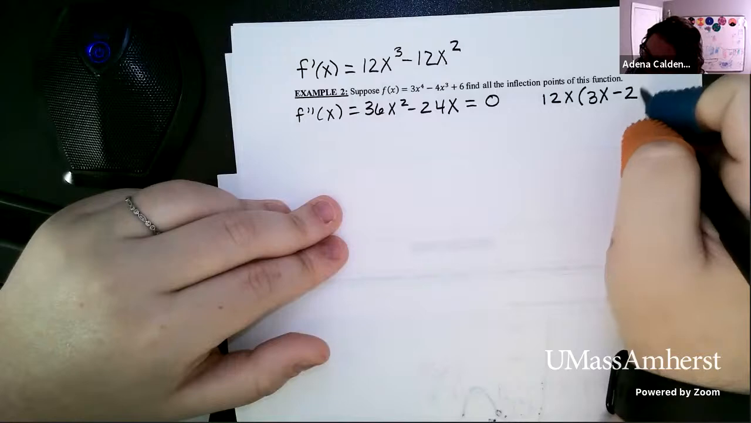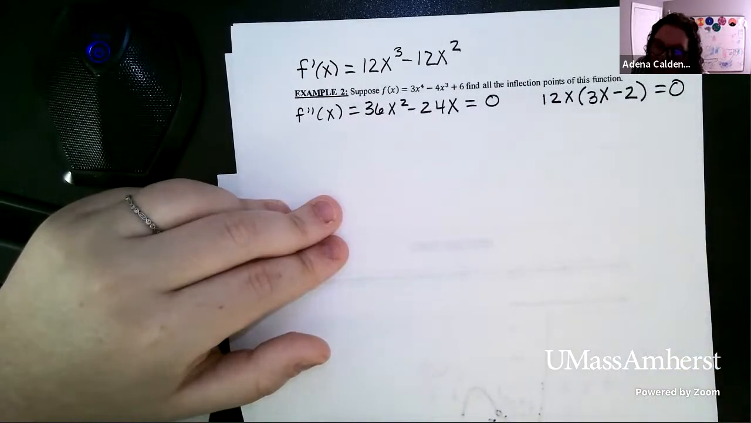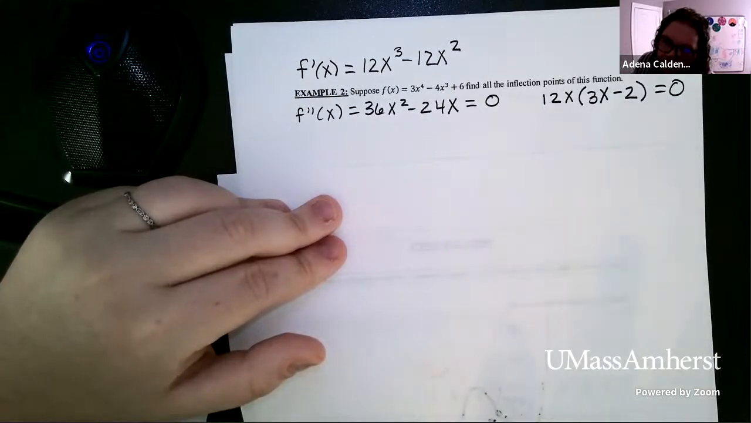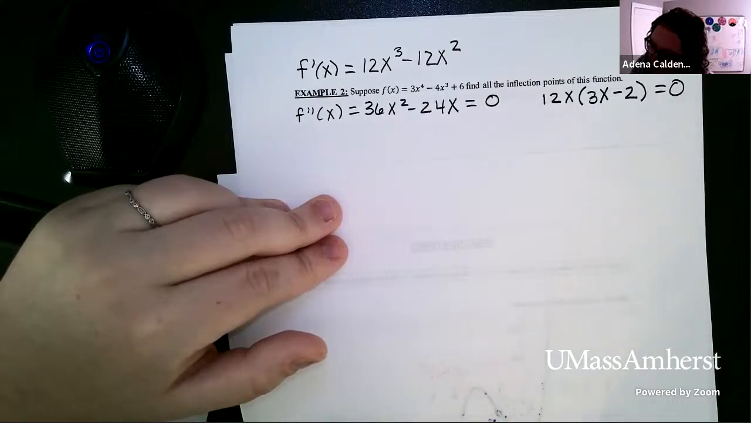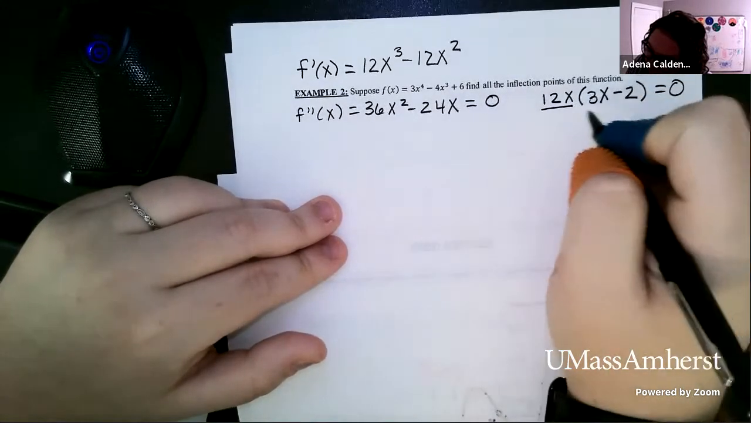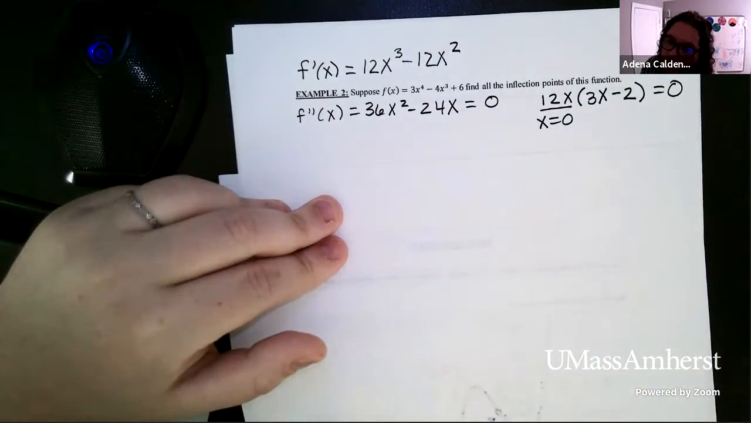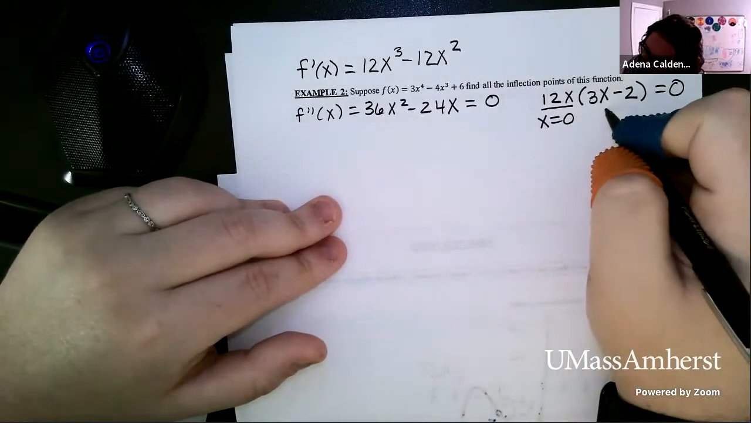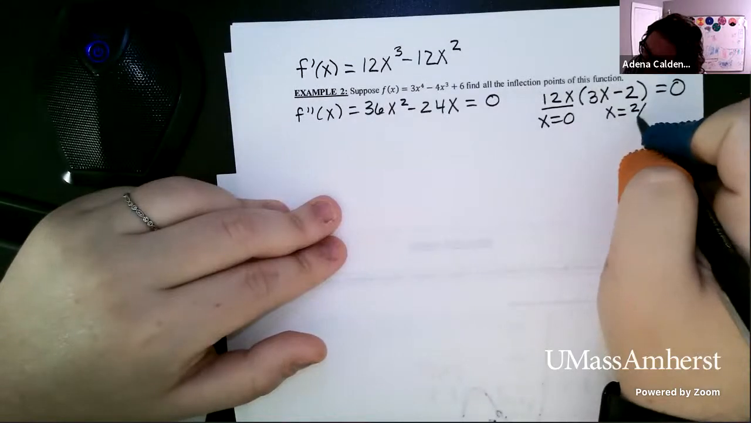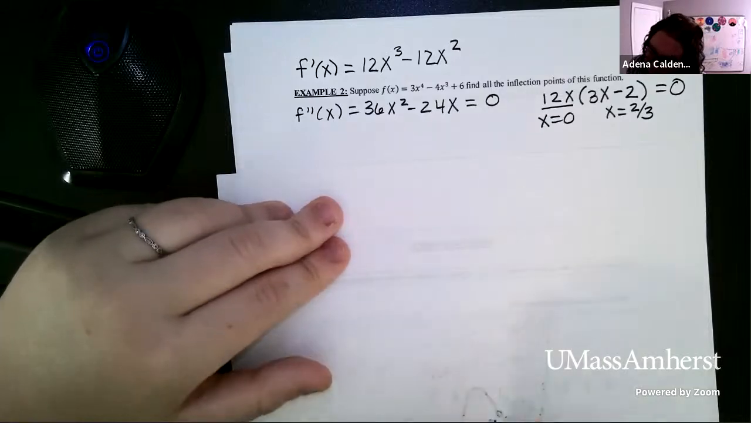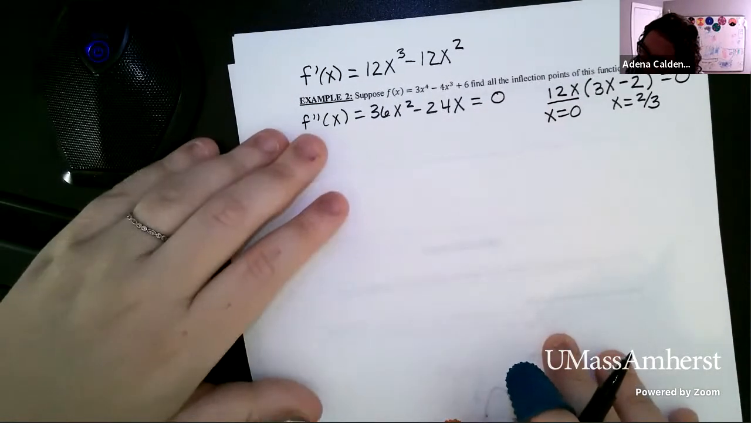And from the second term, I'm left with a 2. By factoring, this helps me visualize where the zeros are. You can use things like the quadratic equation or other algebra tricks that you know, that's totally fine. So the first factor gives me x equals 0, because if x equals 0, the whole thing will be 0. And then the second factor is going to give me x equals 2/3. So the two possible places I have inflection points are at 0 and 2/3.